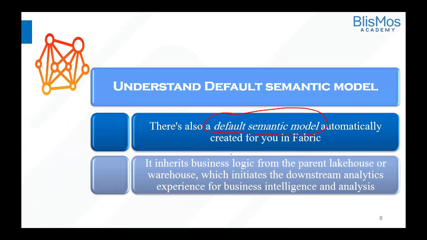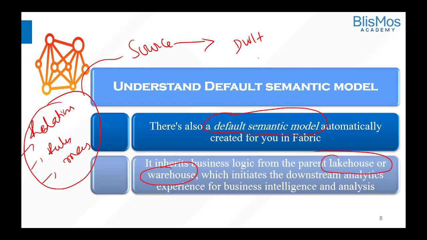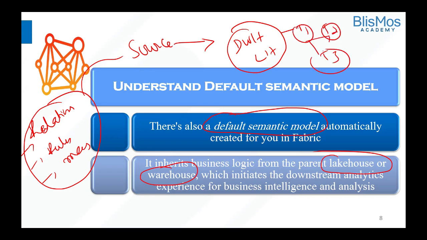When we talk about this default semantic model, it is inheriting the logic from the lakehouse or warehouse. So basically, in order to create the measures, you need to have a source. Source is either data warehouse or lakehouse, one of those things, because there the tables already exist. To some extent, tables already have a relationship, isn't it? So from there, it is deriving those relationships, rules, and measures. All those things that it is deriving.